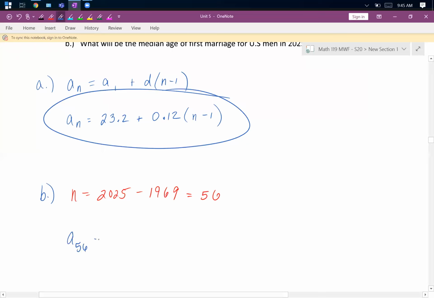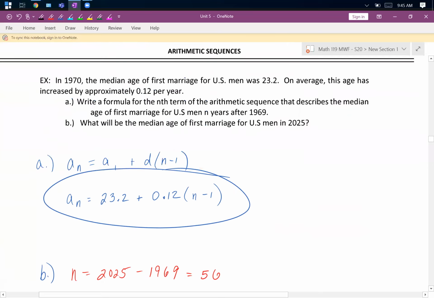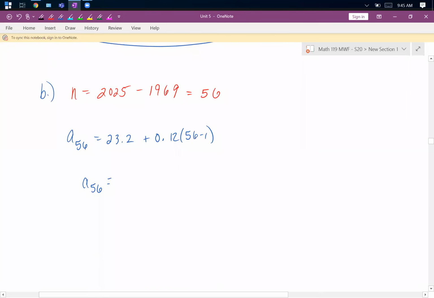So a sub 56, that's going to be 23.2 plus 0.12 times 56 minus 1. If we pop that in our calculator, anybody get an answer? And let's just round to the nearest tenth. I got 29.8. All right, sounds good to me. Questions, anybody?